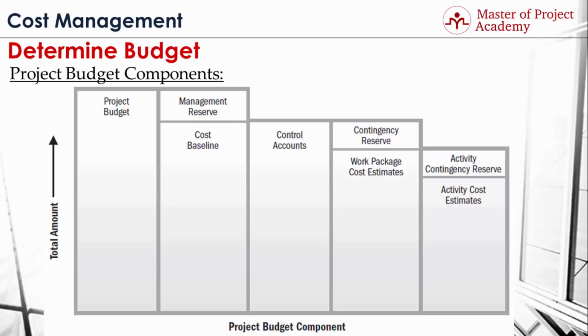Fourth step, aggregate control account costs to find the cost baseline, and this will be the total amount of money that will be managed by the project manager to complete the project activities. And the fifth step, determine the management reserve, which is estimated by the management of the company, and add it on top of the cost baseline to finalize the project budget or cost budget.